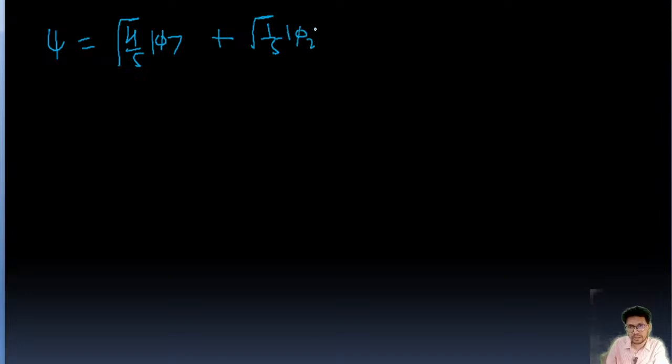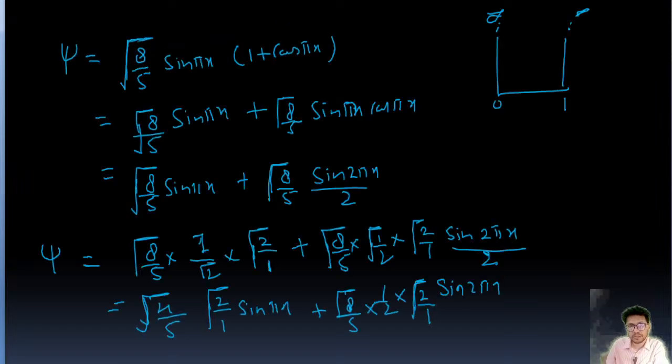Now the value of psi is going to be root 4 by 5 phi 1, the ground state, plus root 1 by 5 phi 2. Here root 2 is also there, this one root 2, this one root 2, and 2 root 2 over 8 get cancelled, giving 1 upon root 5.